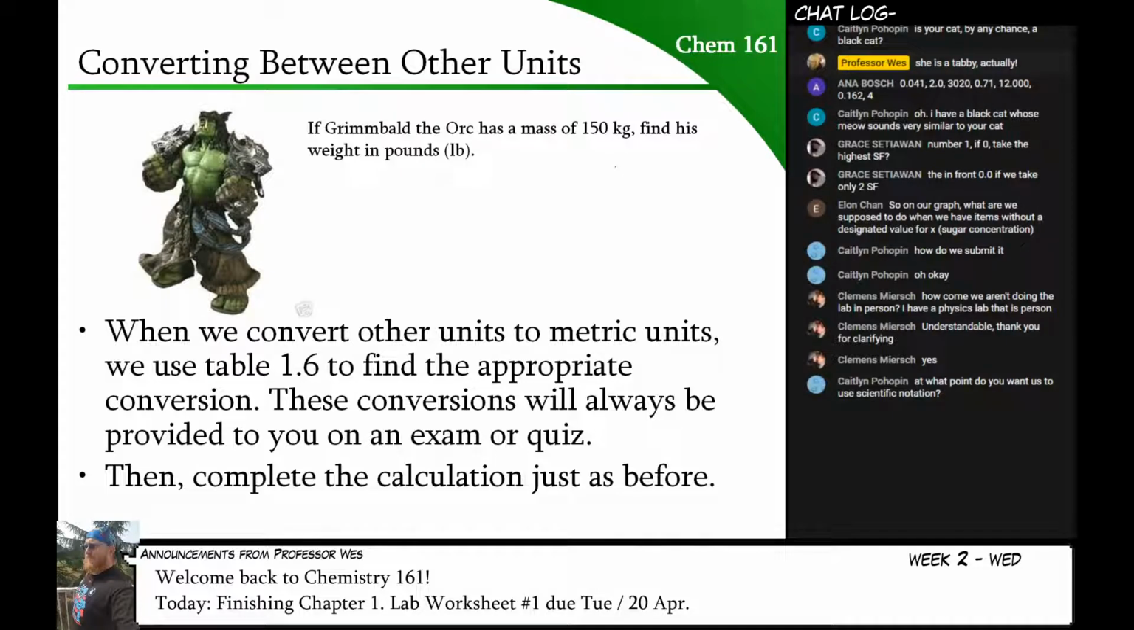Well, I could set up the same sort of decision tree here and say, okay, 1 kilogram equals how many pounds? And I can go look that up, and it's this. And then I can do the calculation. First, we'll set up the units so that the units cancel. And then we'll do the numbers.